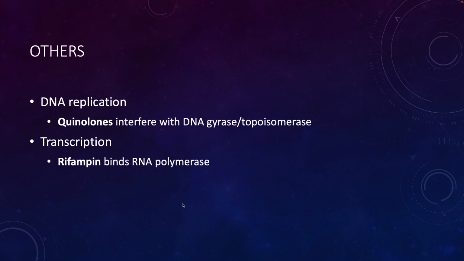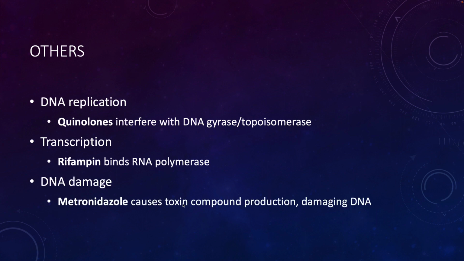Rifampin affects transcription because it binds the RNA polymerase, not allowing transcription to occur. A drug like metronidazole actually causes toxic compounds to be produced, and those damage DNA. Metronidazole is kind of weird. It's one of those weird antibiotics that can actually be used as an antiparasitic as well. So when we start talking about parasites towards the end of the term, we'll see how metronidazole can also be a common therapy for a specific parasitic infection.